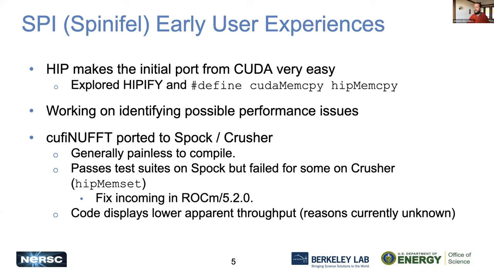On Crusher we saw some issues in the test suite, for example with HIP memset, that we didn't see on Spock. So we expect this fix to be incoming with ROCm 5.2. But this is also another theme that we have, that the ROCm toolchain is not as mature as the NVIDIA one, and that can sometimes lead to friction. And finally, the code seems to have a lower throughput, and we're currently working on digging deeper into that.